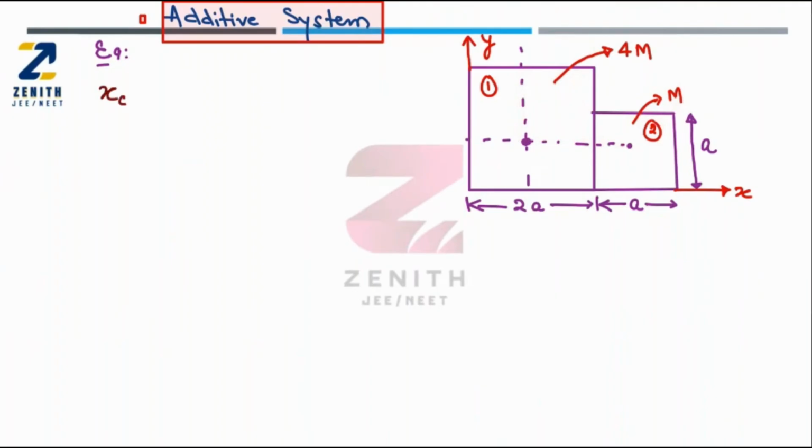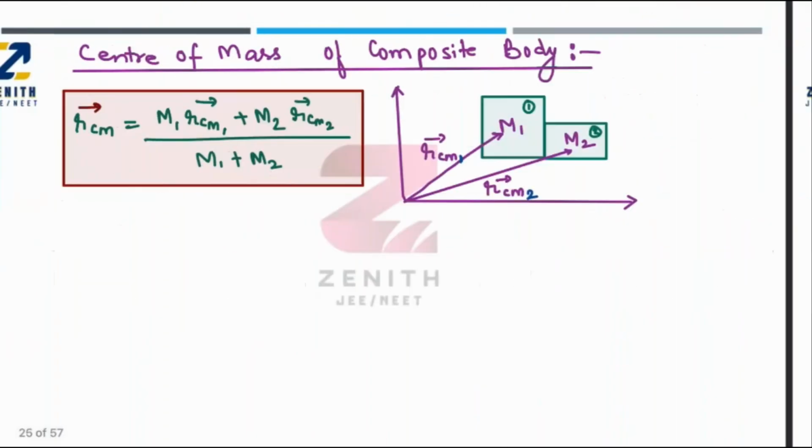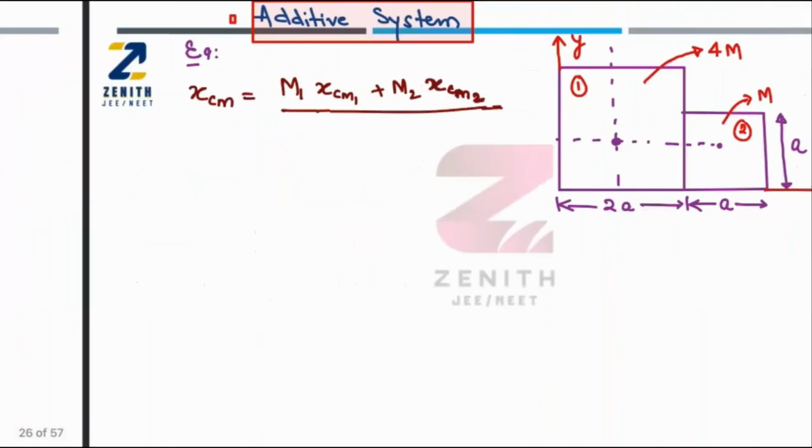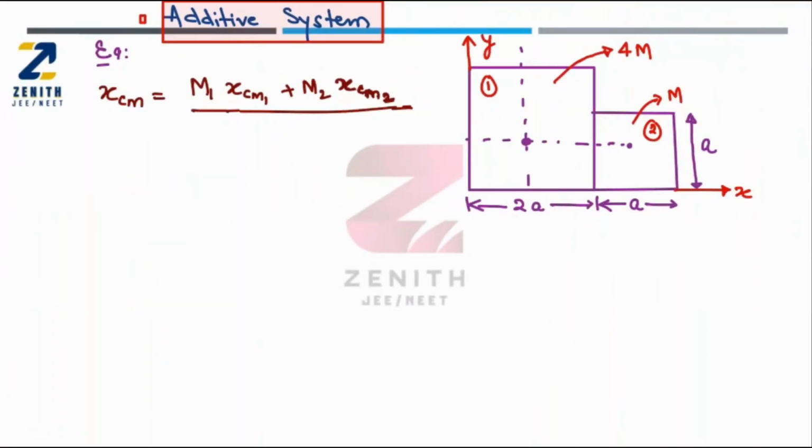How to get the value of XCM? You know that M1 XCM1 plus M2 XCM2. What are this 1 and 2? 1 and 2 correspond to the first body and second body. Fine. If you see here, I have written in the general form, the vector r. So r is nothing but x i cap plus y j cap. So if I want to write for x, I have to compare with the x coordinate, and if I want to write for y, compare the j coordinate. Okay. So m1 xcm1 plus m2 xcm2 divided by m1 plus m2.